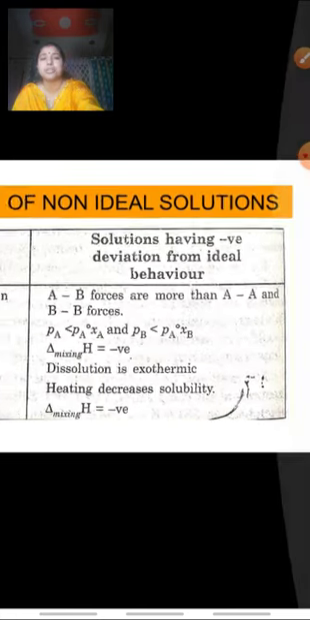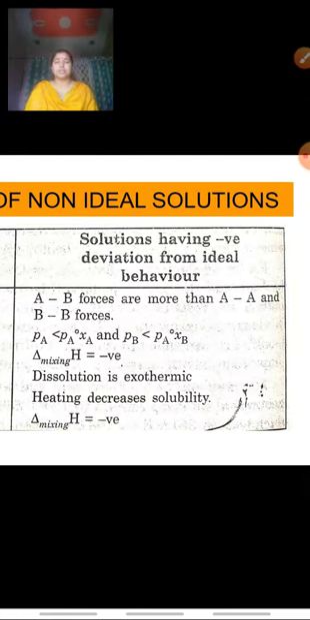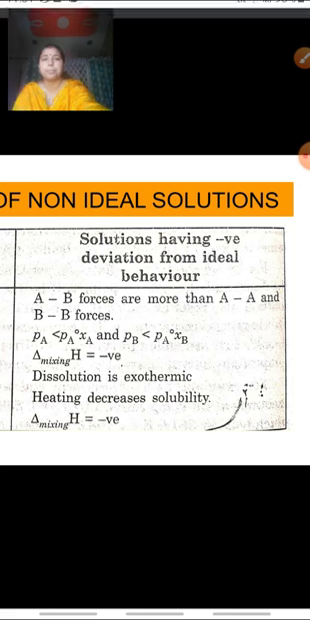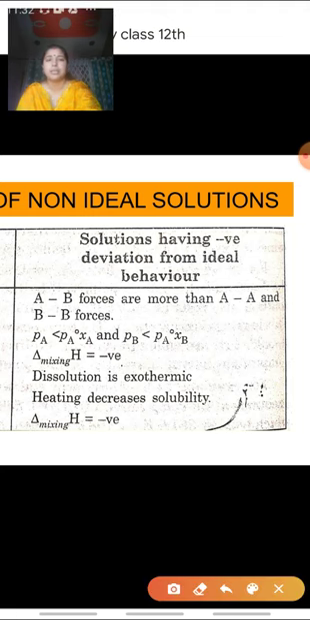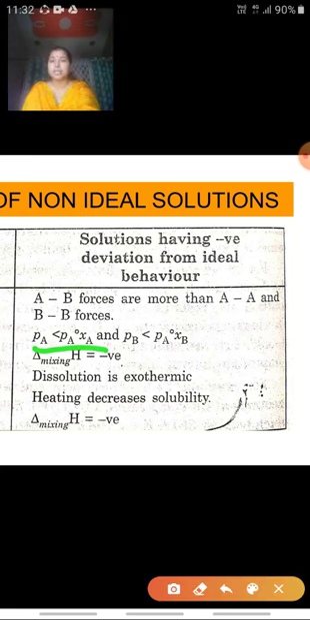Now, coming to the non-ideal solution showing negative deviation. Now children, a non-ideal solution showing negative deviation will have PA less than P naught A zeta A, PB less than P naught B zeta B. Now, for such solutions, the force of attraction between the solute and the solvent will be stronger.